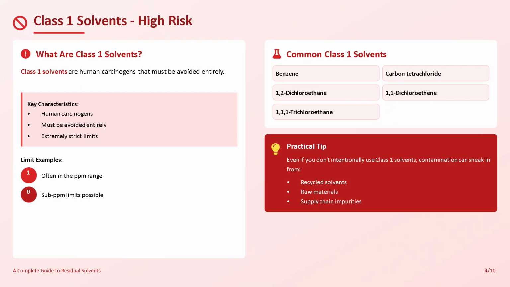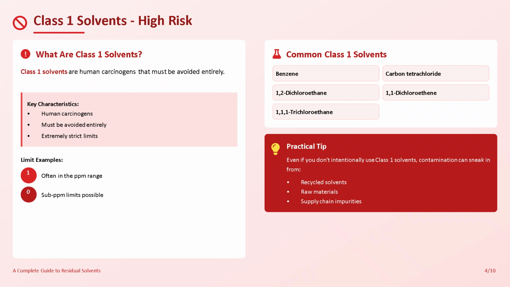Class 1 solvents are the highest risk category. These are human carcinogens and should be avoided entirely in pharmaceutical manufacturing. Their limits are extremely strict, often in the low parts per million range and sometimes even lower. Common Class 1 solvents include benzene, carbon tetrachloride, dichloroethane and trichloroethane.